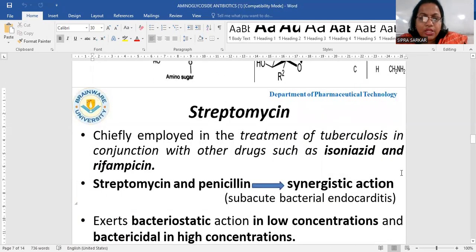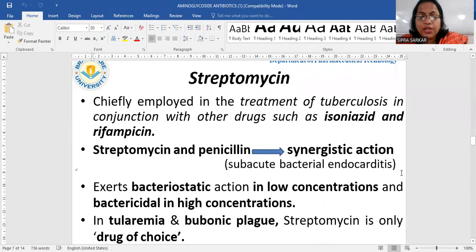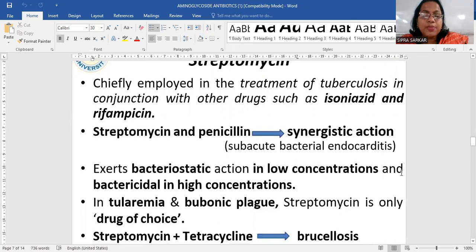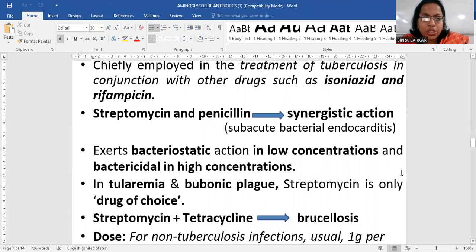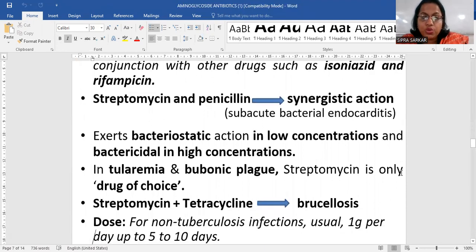Streptomycin is chiefly employed in the treatment of tuberculosis in conjunction with other drugs such as isoniazid and rifampicin. That means this drug does not act alone in a single dose, that's why it is required to be combined with isoniazid and rifampicin. Streptomycin and penicillin show synergistic action: subacute bacterial endocarditis, this type of infection will be inhibited or cured. It exerts bacteriostatic action in low concentration and bactericidal action in high concentration. That means bacterial growth will be inhibited in low concentration, but in higher concentration, the bacteria will be killed.